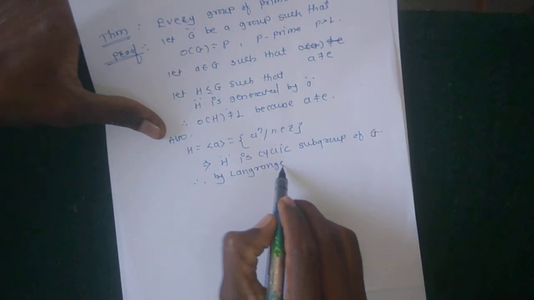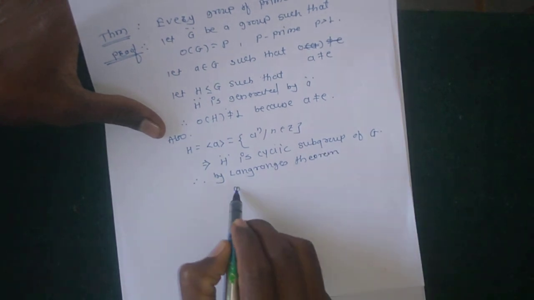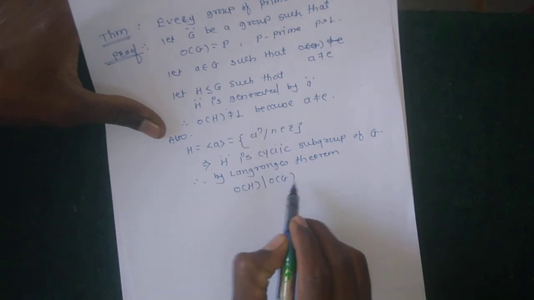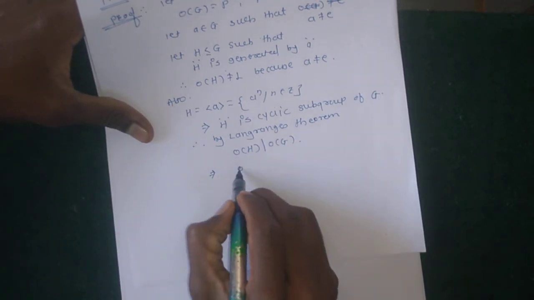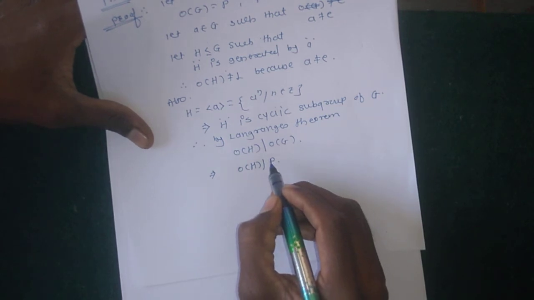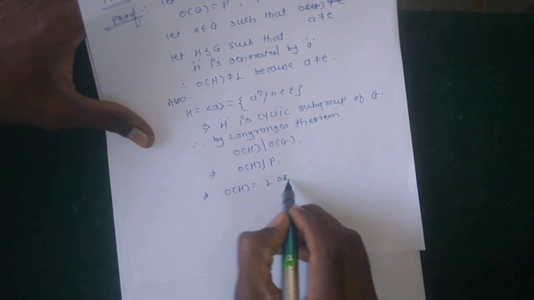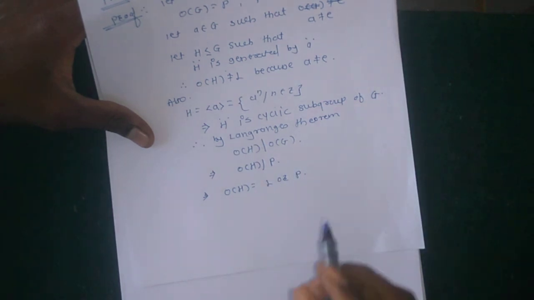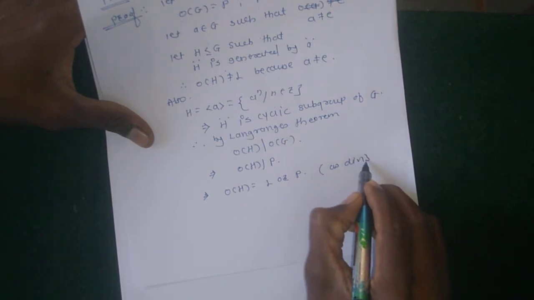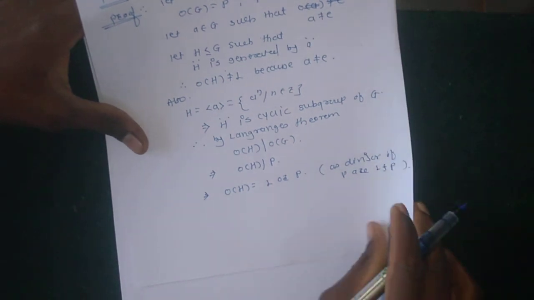G is finite and H is a subgroup, so by Lagrange's theorem, the order of H divides the order of G. But the order of G is the prime number p, which implies that the divisors of p are 1 and p itself, because p is prime.